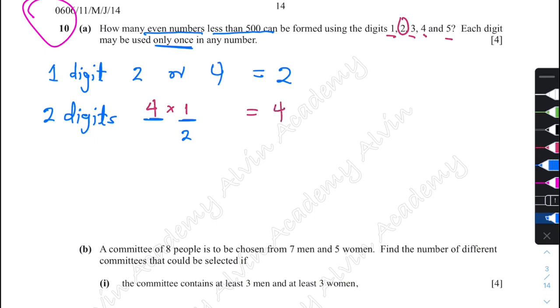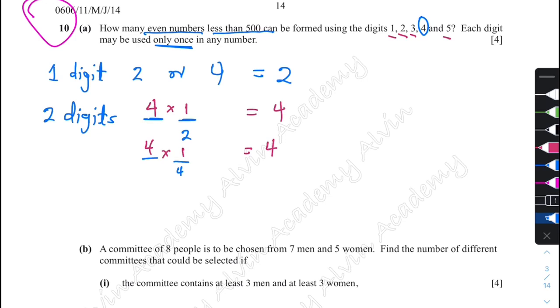Still, we are on the 2 digits. If it's ending with, say, 4, of course, let me circle that 4 here. There's only one way to select that 4. And then of the remaining numbers, any of those 4 numbers could fill the first slot. So that means that we have 4 ways of filling the first slot. Then 1 times 4 gives us 4 ways, right?